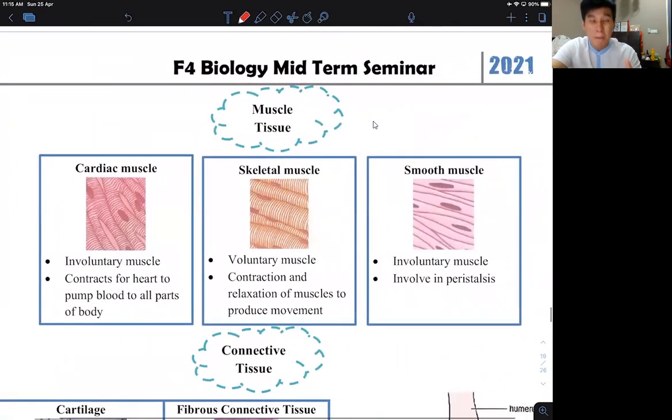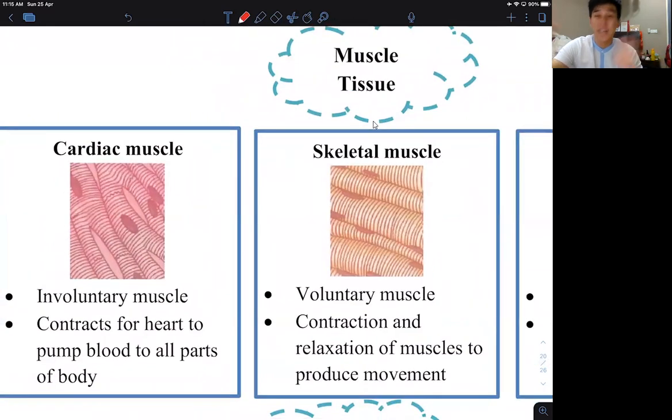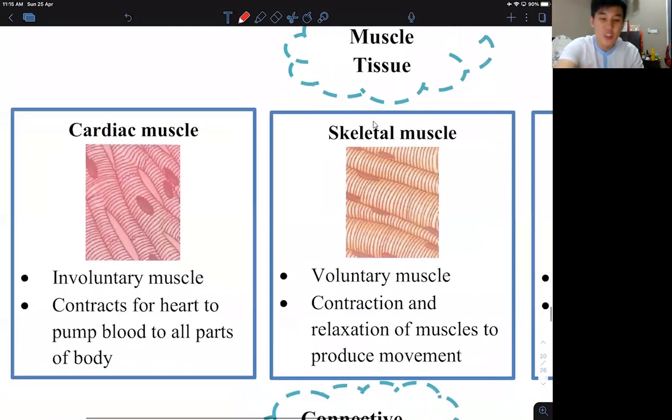I'll go through this muscle tissue slightly because these three look very similar. So we have three kinds of muscle cells forming three kinds of muscle tissue. So cardiac and skeletal. Now let's look at these two first. Skeletal basically are muscles attached to your skeleton. So basically all your meat. Your biceps, triceps, your hands, legs, muscles are all skeletal muscle. Cardiac muscle is basically found in your heart. Cardiac means heart. So these two look quite similar.